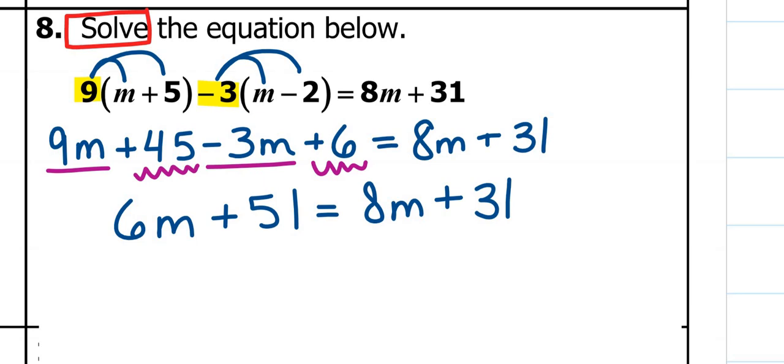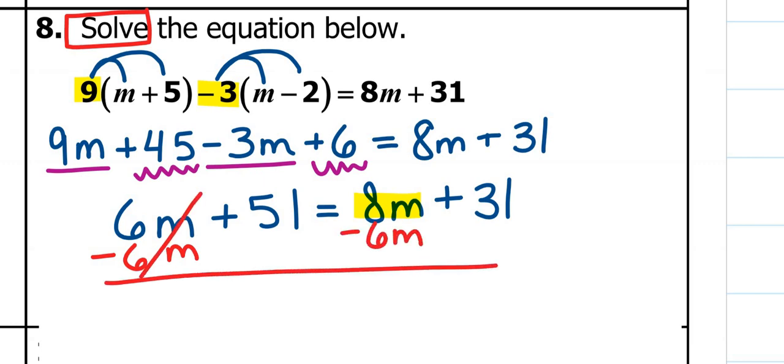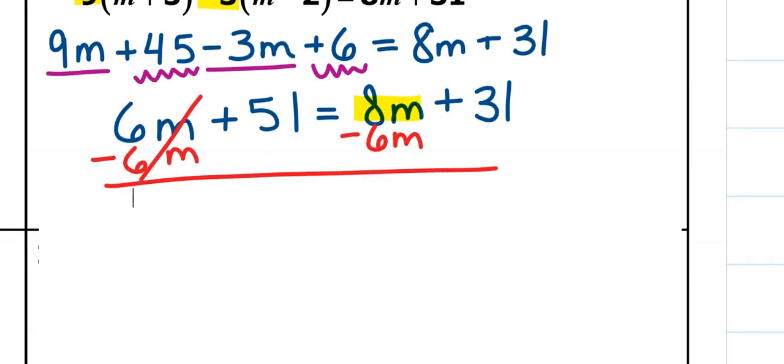Now, let's get all the variables to one side. 8m is the larger of the two variables. So I'm going to bring 6m over to where 8m is. To bring 6m, I have to subtract 6m from both sides. This cancels. 51 equals 8 minus 6 is 2m. Bring down the positive 31.